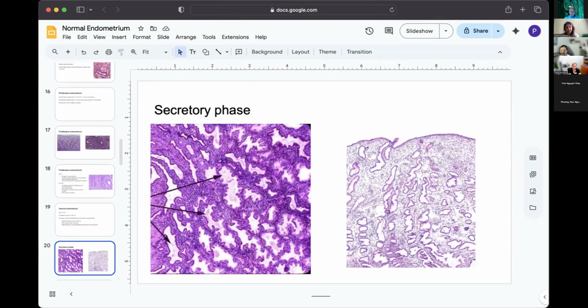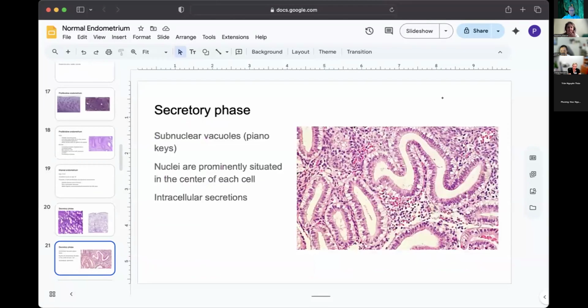So in the secretory phase, you can appreciate how tortuous these are compared to the nice straight glands that we see in proliferative. And then the stroma in between, there's a lot of empty space in there. And it gets very edematous. That's what's causing that space between the glands.